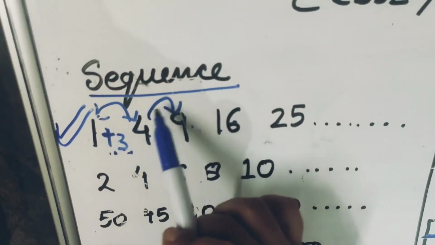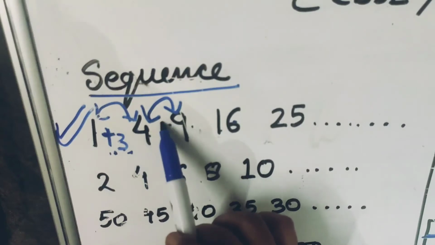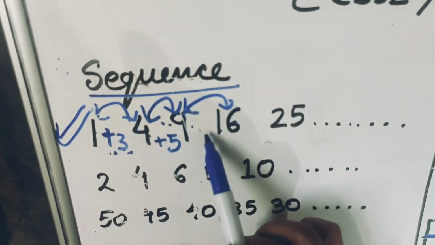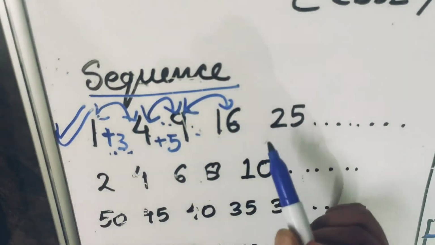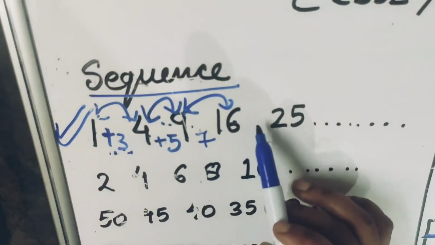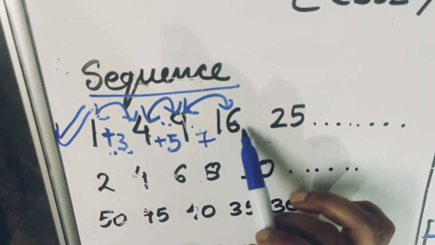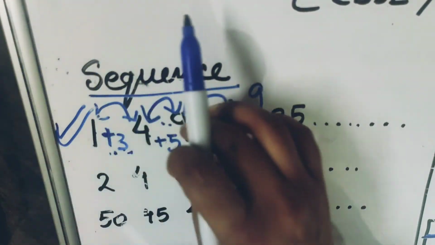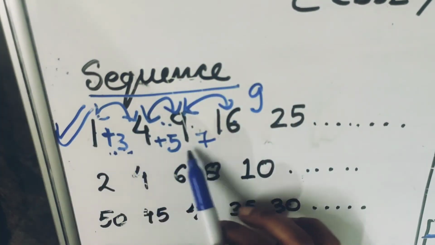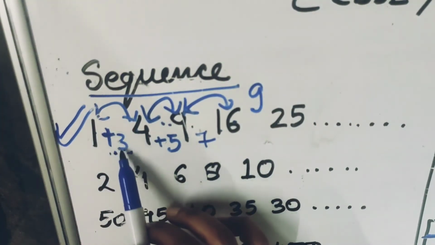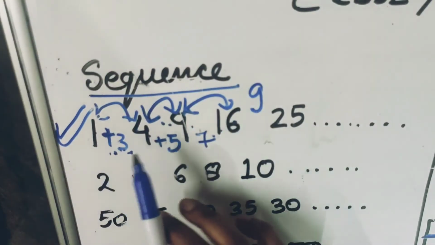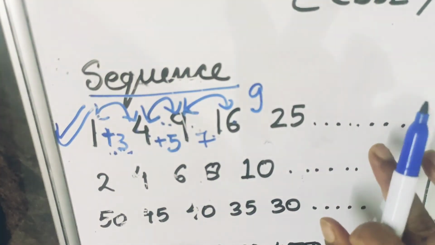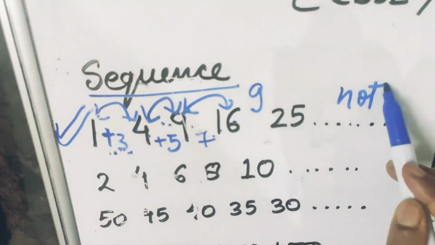Then in the next step you will get plus 5. In the next step, 16 minus 9 will be 7, and in this step you will get 9. So if you observe the difference between these numbers, it is not constant, it is changing. First you get 3, then 5, then 7, then 9. So we can't say that it is a fixed number. The difference is not fixed. So is it an AP? No, it is not an AP.